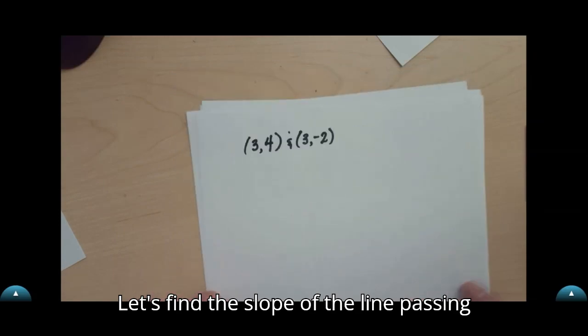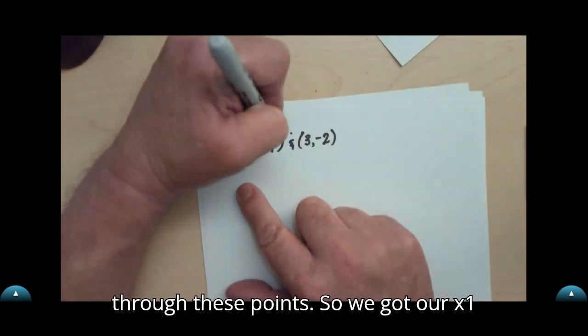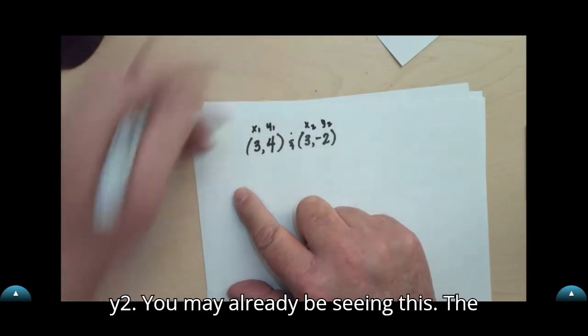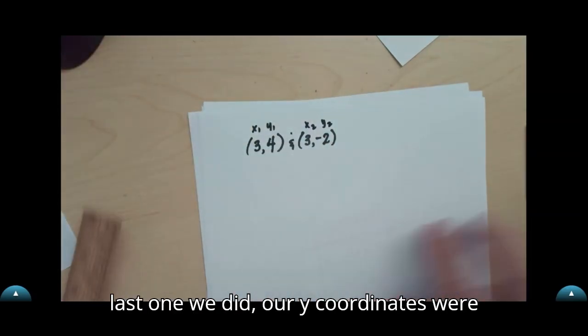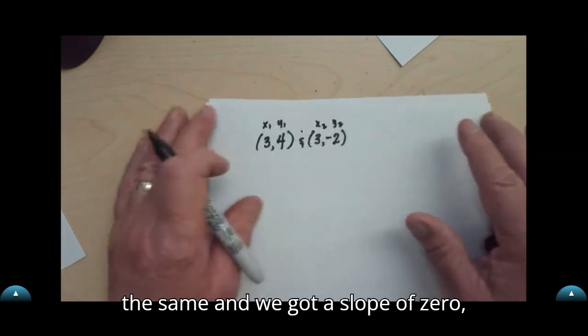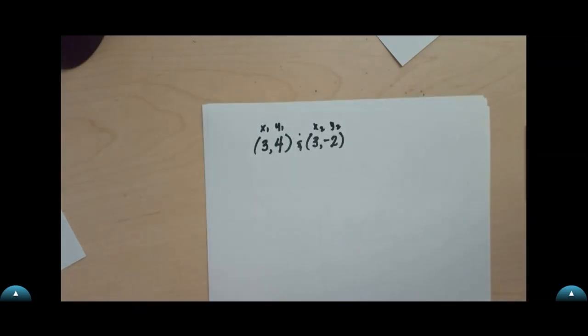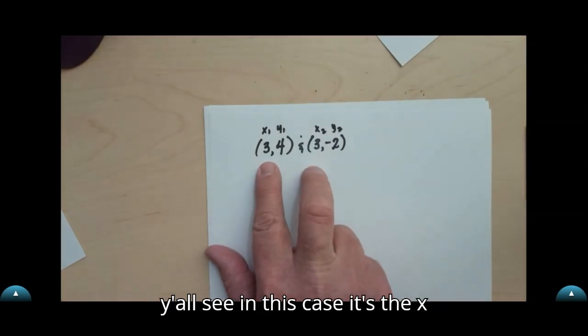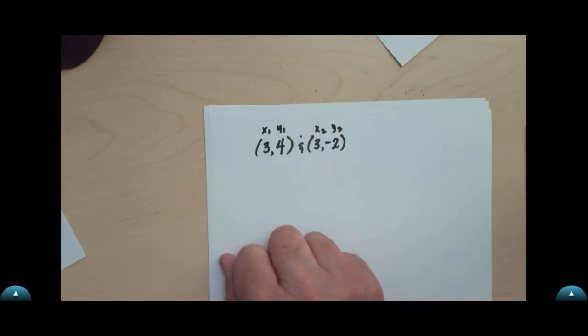Let's find the slope of the line passing through these points. So we got our x1 and y1 and our x2 and y2. You may already be seeing this. The last one we did, our y coordinates were the same, and we got a slope of 0, which indicated a horizontal line. Do y'all see in this case, it's the x coordinates that are the same?